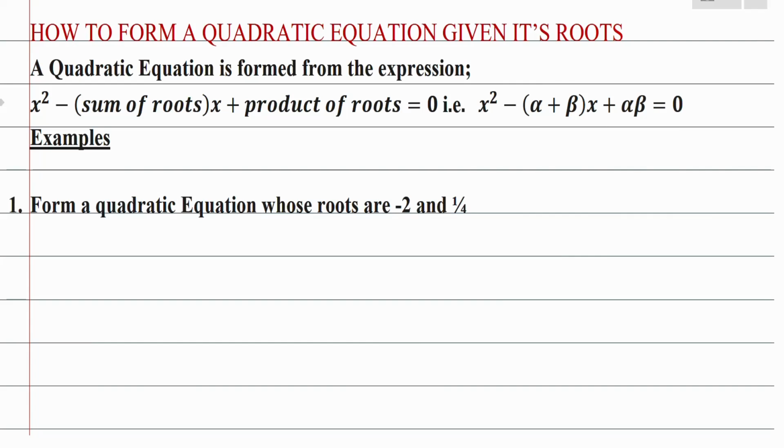That is to say, we have x squared minus (alpha plus beta) x, so these are now the roots, the sum of the roots, plus alpha beta, which is the product, equals 0. We can have our example 1. They are saying: form a quadratic equation whose roots are -2 and a quarter. So we can have our response.